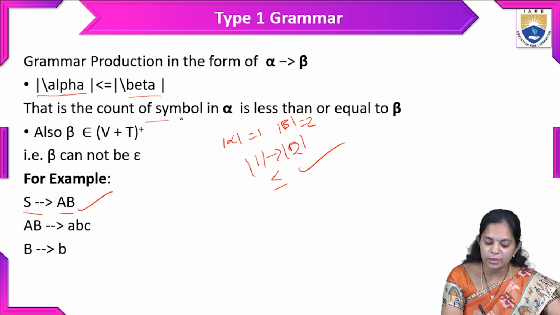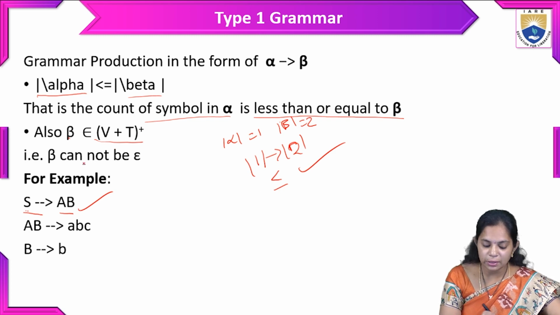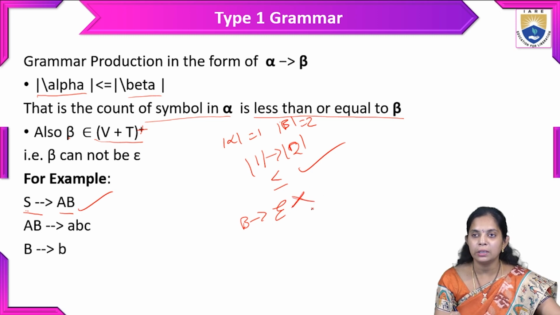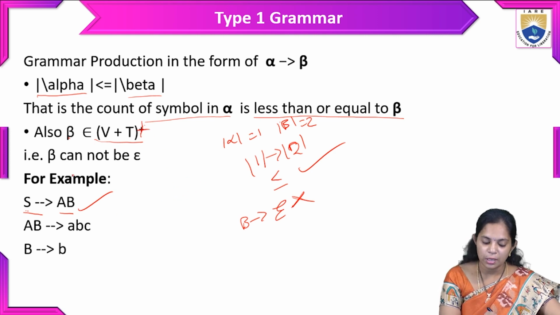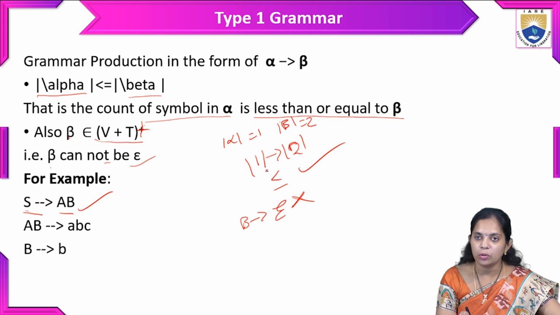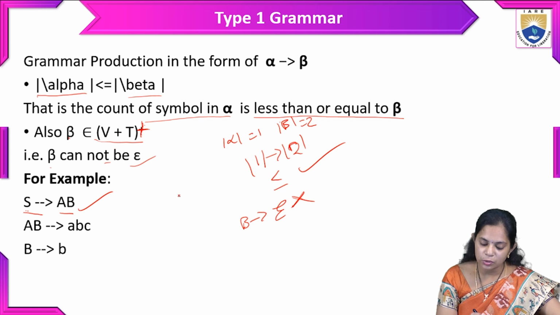This is the count of the symbols, alpha is less than or equal to beta, and beta belongs to V plus T, the whole set raised to plus. Here beta does not include the epsilon symbol. So beta tends to epsilon should not be there in the grammar, and that is why we write (V plus T) plus. Beta cannot be epsilon. Because this plus represents one or more; if we represent it as (V plus T) star, then we can include the epsilon.